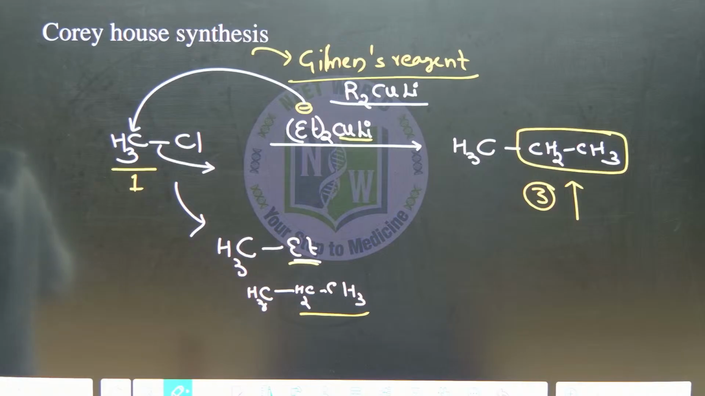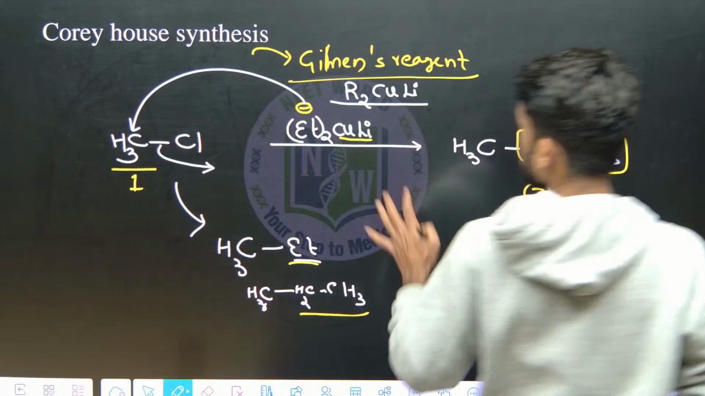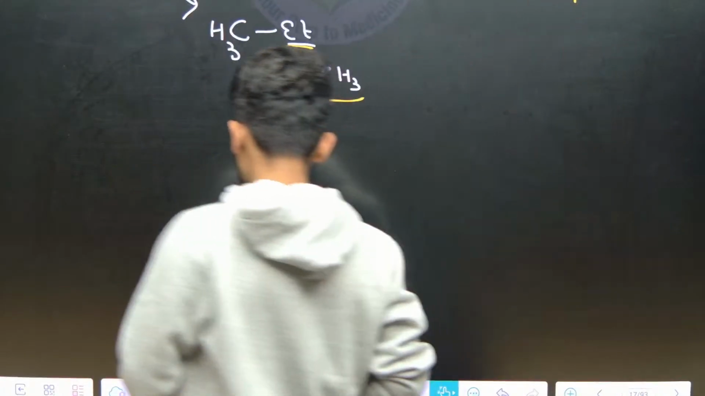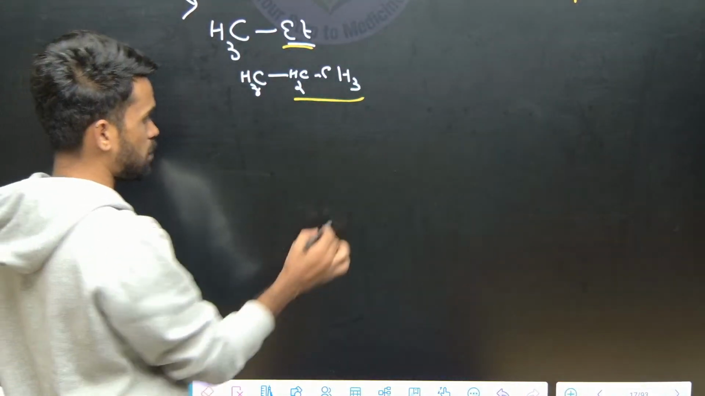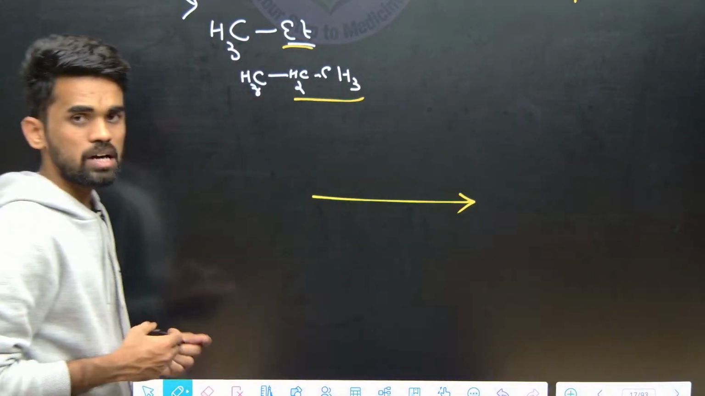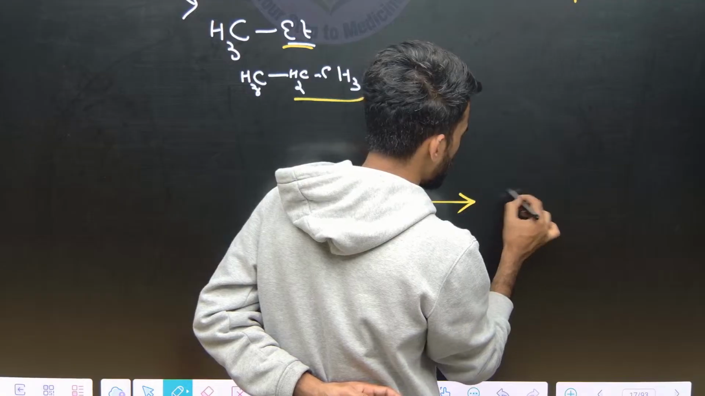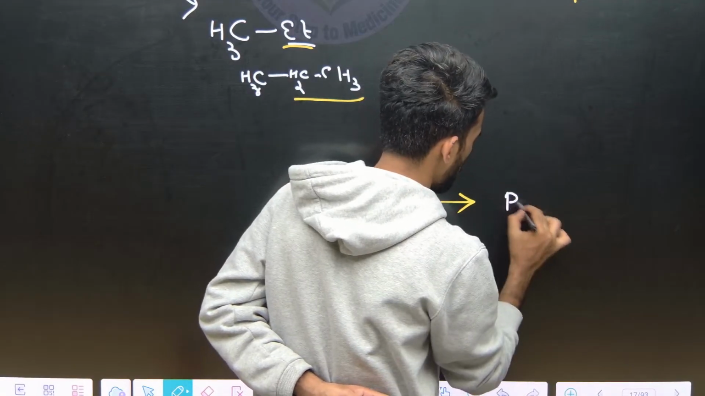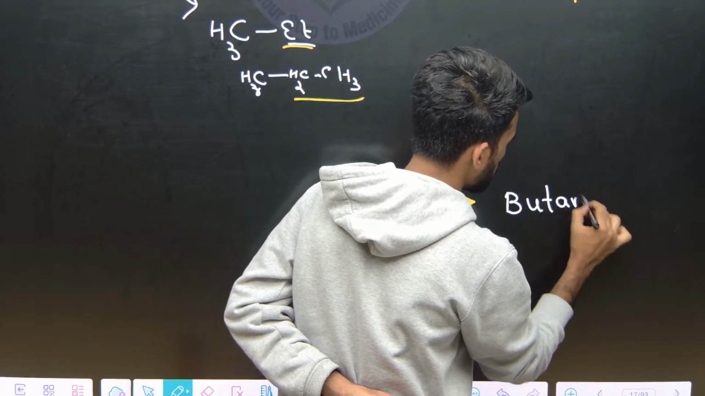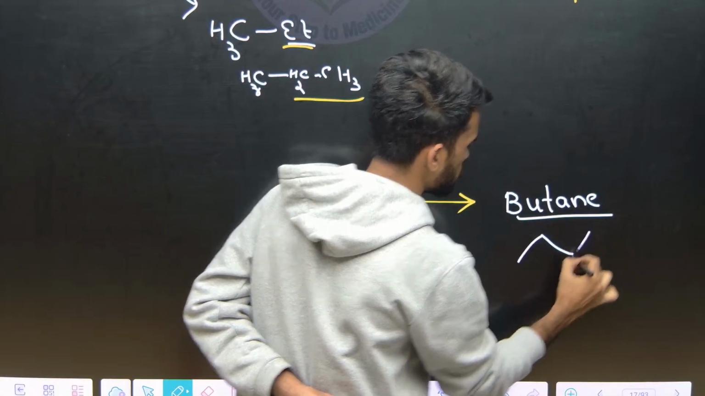Right. The next thing we will be discussing is Gilman's reagent; Corey-House synthesis is over. I am giving you one simple example to get an answer from your side. Here I want to prepare butane. So butane means 4 carbons, like this.